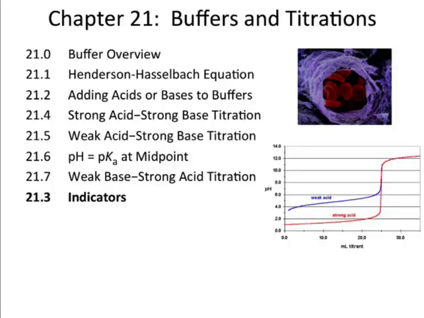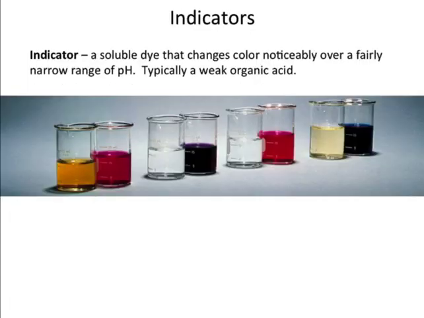Hello, in this short little video we're going to talk about indicators. And so what is an indicator? It's the thing in your titration that changes color. And so these are dyes because they have a color and a really strong color at that. And they change color very noticeably over a narrow range of pH.